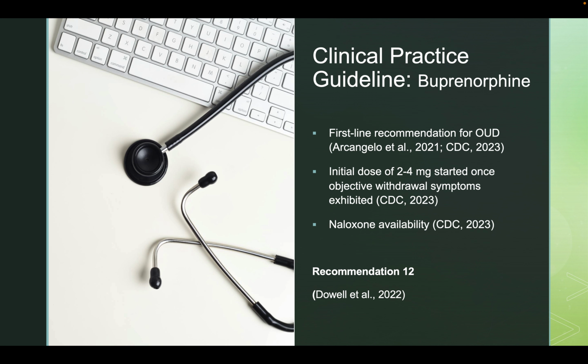I also added a couple extra bullet points here that just wrapped up the guidelines for using buprenorphine, including that it's a first-line treatment. The initial dose should start at 2 to 4 milligrams once objective withdrawal symptoms are shown and naloxone availability is present for the patient, especially in the household.